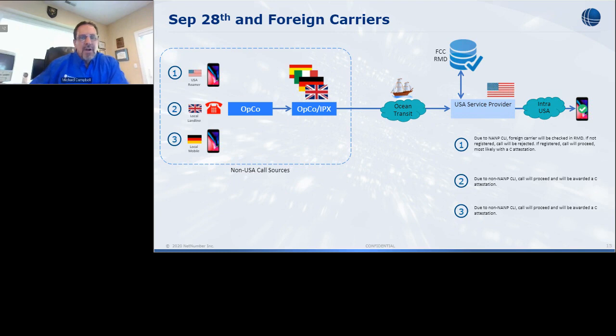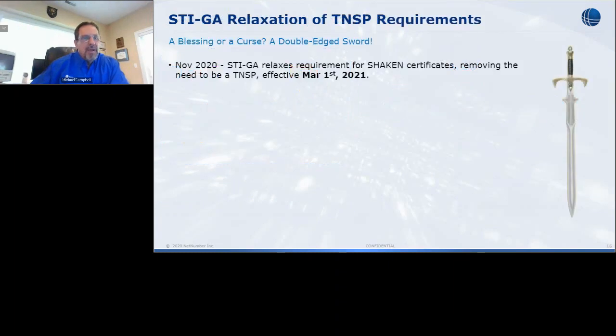So now we've got those hard date issues out of the way. What about, as I mentioned earlier, the relaxation of the requirement to participate in STIR/SHAKEN? One of the requirements had always been that you were a TNSP, a registered number authority with the FCC here in the United States. And this just means you control your own TNs and are able to allocate those to your customers.